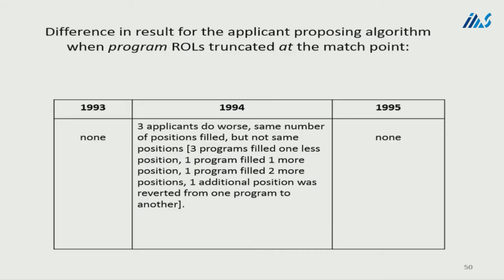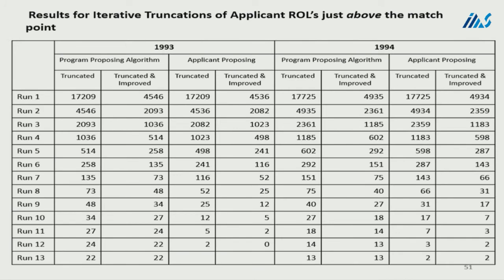Similarly here are the other years: none, 3, and none. This is truncating at the match point. That is, we're letting everyone go to where they got a job, but we're erasing their preferences below their job. Okay, so now we can start to see whether this is manipulable. That still doesn't get to the question of whether it's true preferences or not.